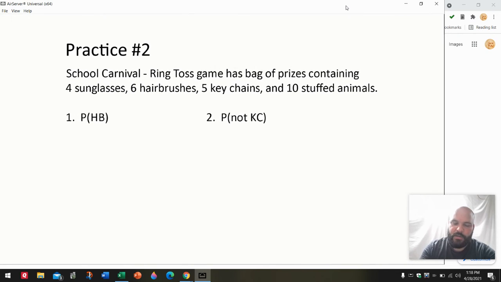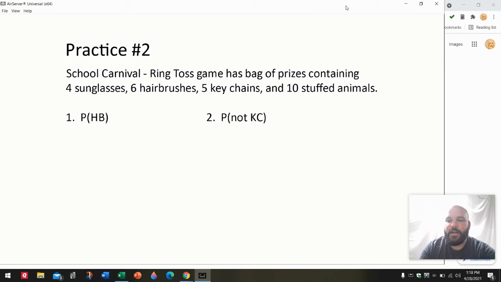Now, the next type we're going to look at is more of a word problem where they give us a certain number of different objects, and it's our job to come up with a probability if we would randomly pick one. Now, what these types of problems don't typically do is give us the total number of things we're picking from. So usually you have to calculate that first. So in this example, it says school carnival. Ring toss game has bag of prizes containing 4 sunglasses, 6 hairbrushes, 5 keychains, and 10 stuffed animals.